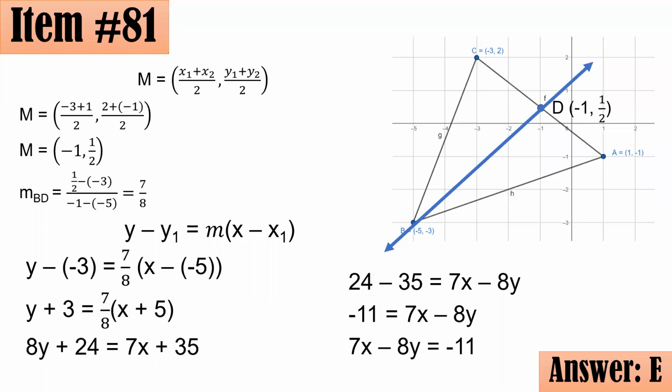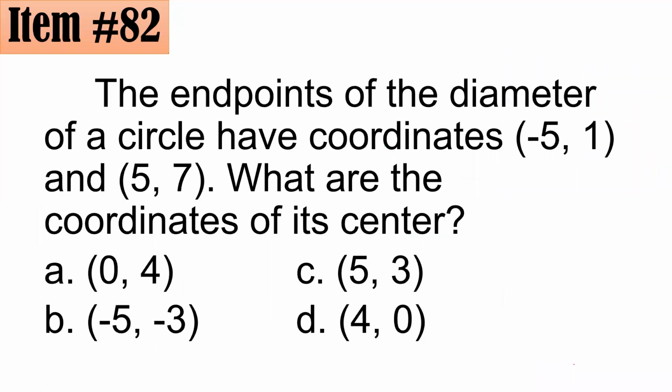Okay. 82. The endpoints of the diameter of a circle have coordinates negative 5, 1 and 5, 7. What are the coordinates of its center? Did you go for A, B, C, or D?